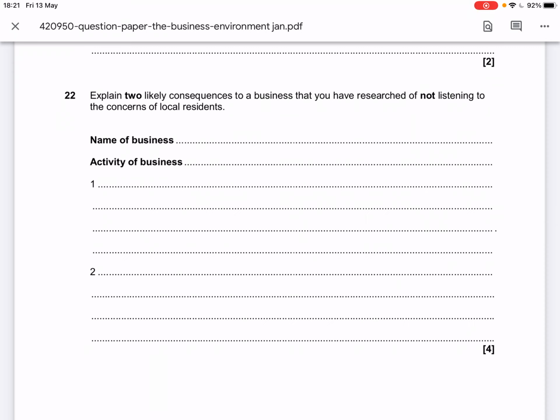The next question, however, is for 4 marks, and you can see here that they're asking for you to explain 2 likely consequences. Therefore, again, we're going to use our point, explain, example, analysis leading to structure. But because it's only for 4 points, we can simply use the point, explain, example, and then do it again for the second point, point, explain, example, and that would then get us the full 4 points.